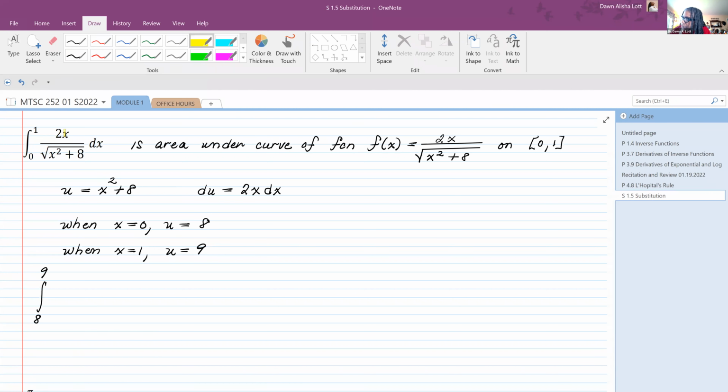I still have this 2. Now this one's even more perfect. I have 2x dx, and you can't get any more perfect than that. So 2x dx just becomes du. And then this becomes u to the negative 1/2 power. So I had the integral from 8 to 9 of u to the negative 1/2 du. Check.